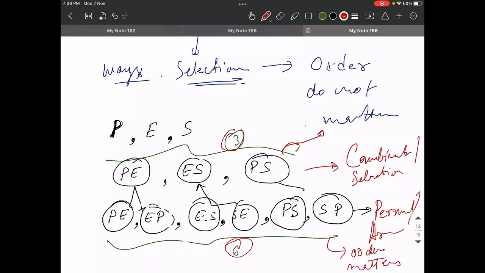Next class, just try to find some real life examples of combinations and permutation. You asked for a real life example of logarithmic or exponential functions, right? Who asked that?